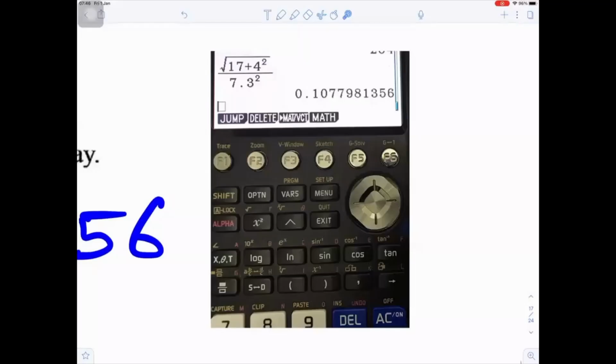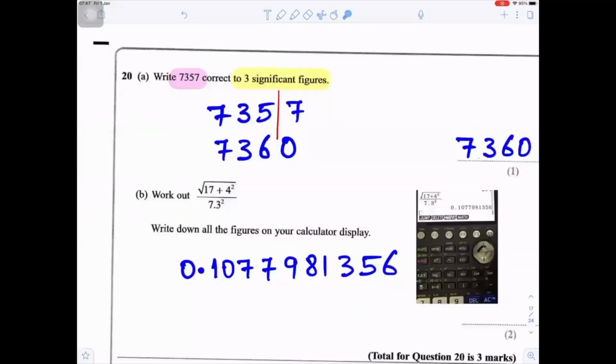So on your calculator, make sure you use this button there first, and then you press shift, and then you press square root, and you type 17 plus 4 squared. For 4 squared, you use that button there, and then after that 7.3 squared, and that will give you the answer in your calculator. So that's the answer to that question for part A and part B.